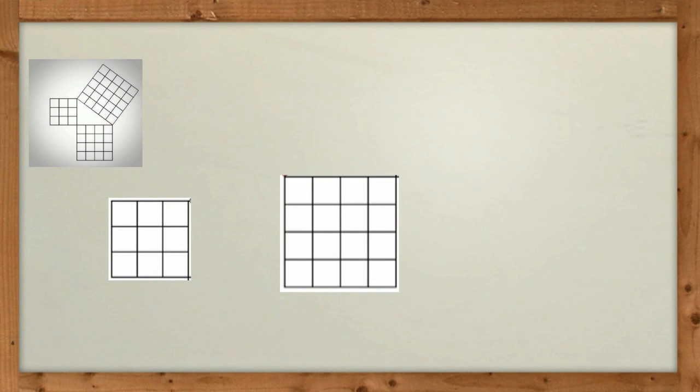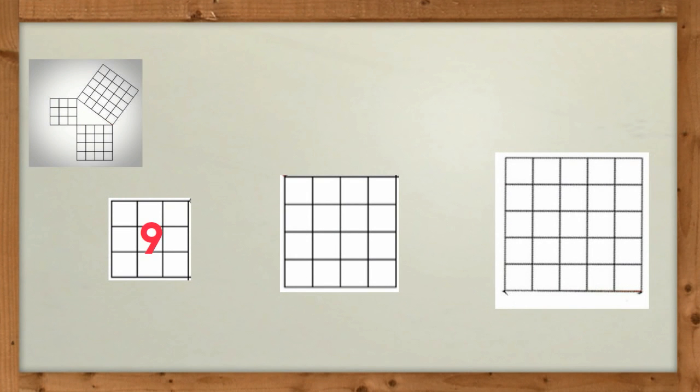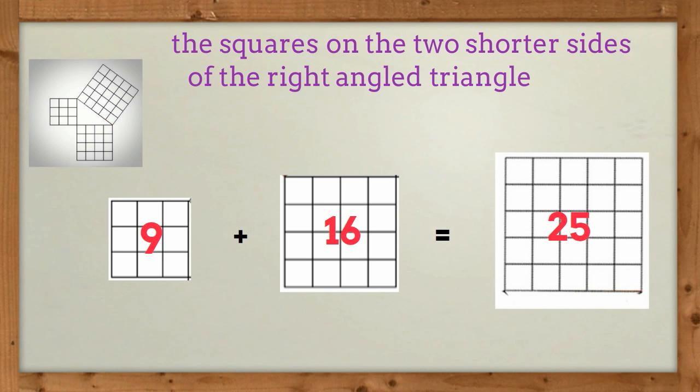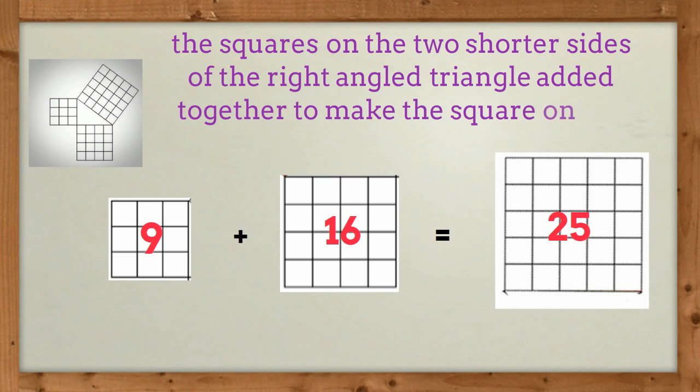Here's what Pythagoras noticed. 9 plus 16 equals 25. The squares on the two shorter sides of the right-angled triangle added together to make the square on the longer side.